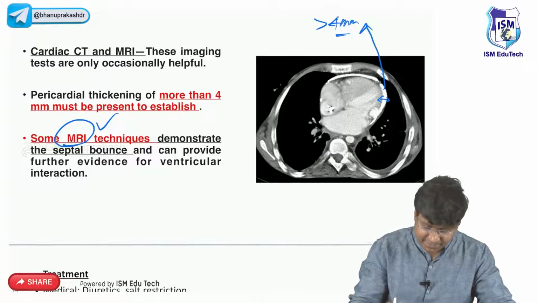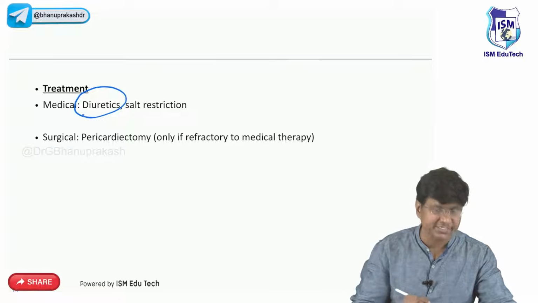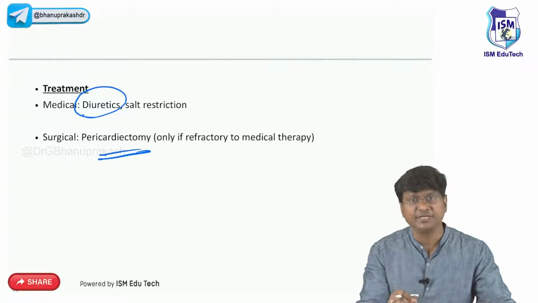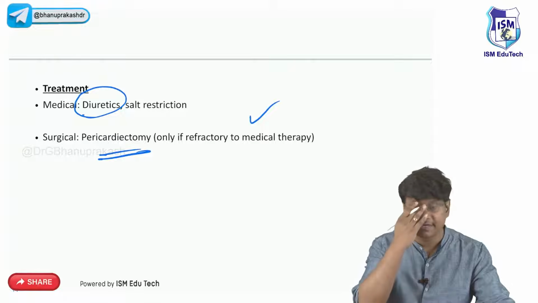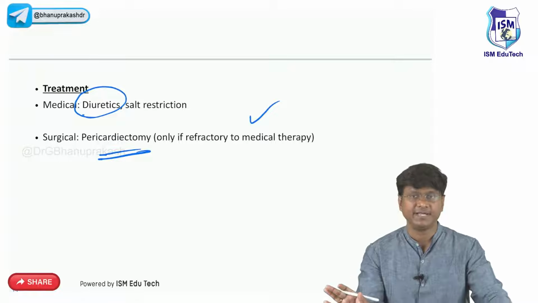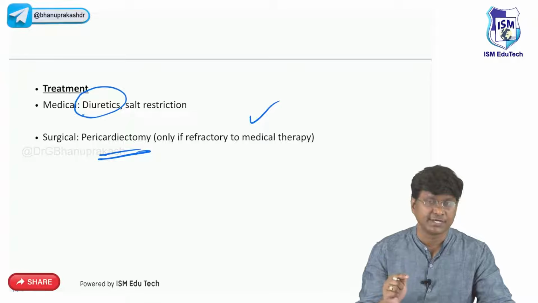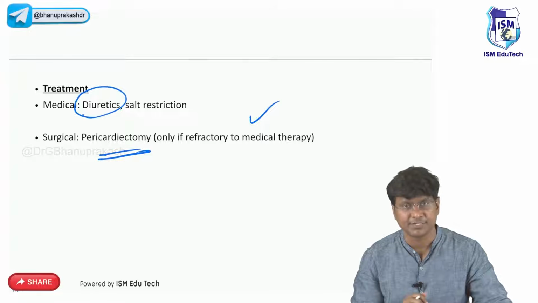Then how do you treat these patients? You need to give diuretics and salt restriction. Then pericardiectomy should be done if the individual is refractory to the medical management. Okay, so that is about your pericardial disorders, that is acute pericarditis as well as constrictive pericarditis.